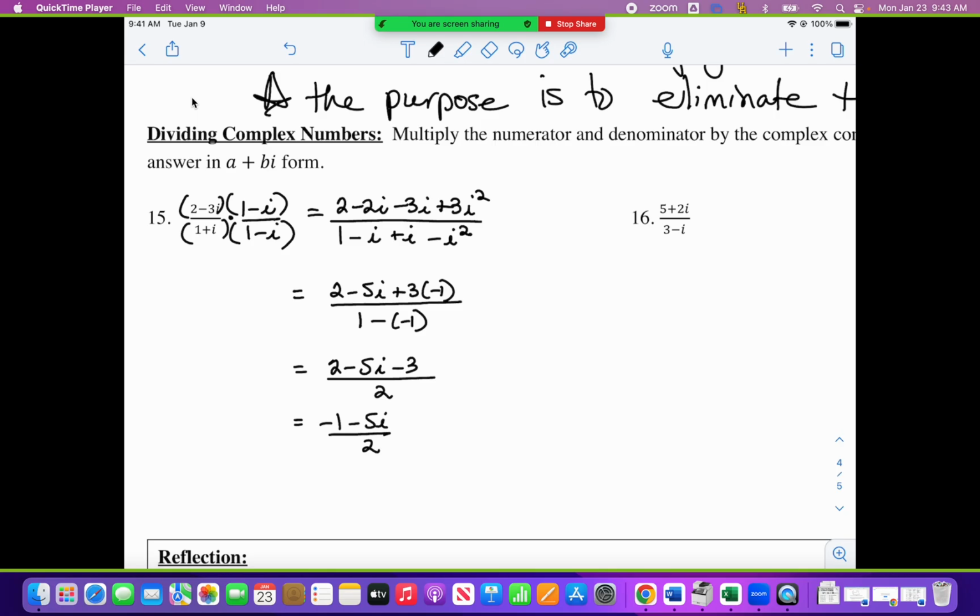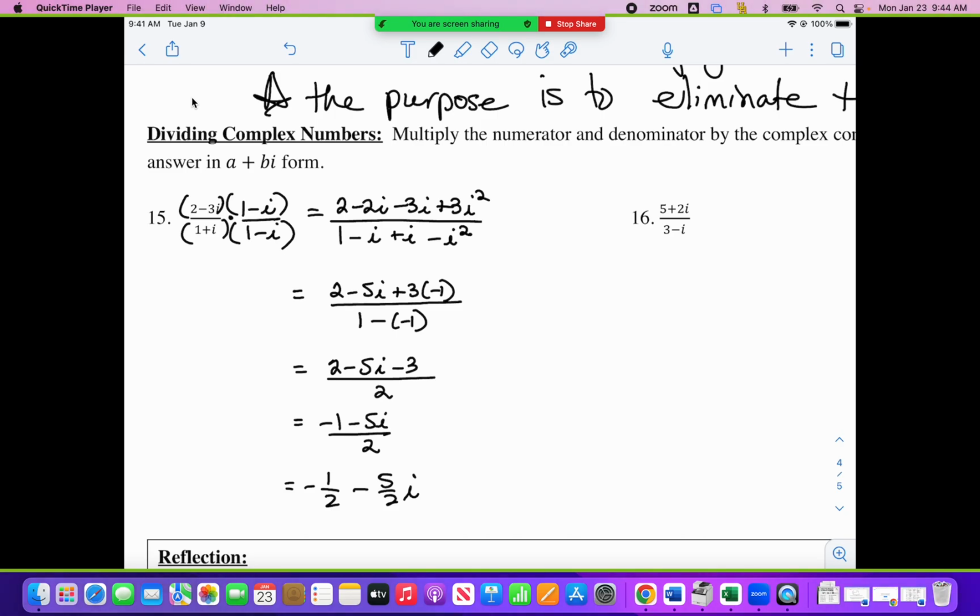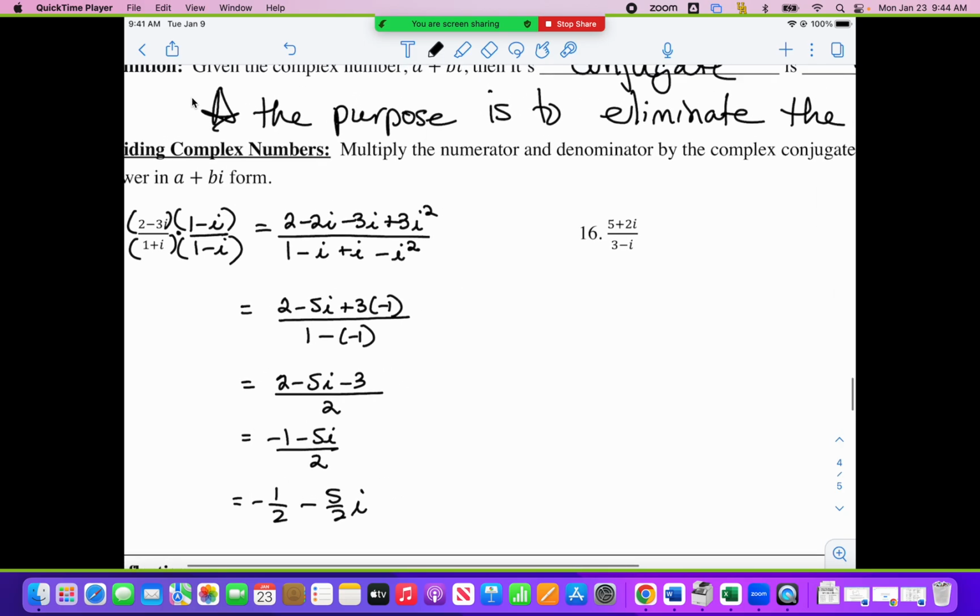Now, this is not a plus bi form. This is a plus bi divided by another number. So you're always going to be required to split them. The i goes on the side of a fraction, and the i goes in front of a radical if it's just a radical. All right, questions on what we did? So do you see I no longer have an i in the denominator? I moved it.